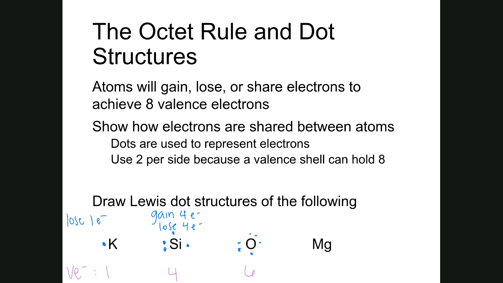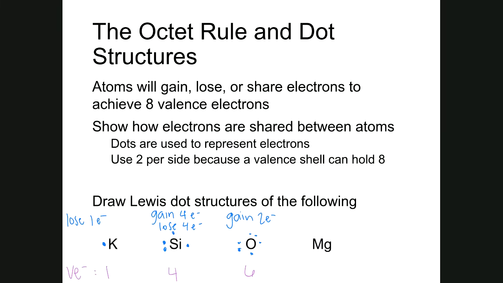So would it be easier to gain 2 electrons or to lose 6 electrons? Well, in this case, it's going to be easier to gain 2 electrons. And we're going to see that this very closely coincides with the types of bonds that these elements are going to make. Oxygen is missing 2 electrons, so it's likely to make 2 bonds because those bonds will contain 2 electrons.